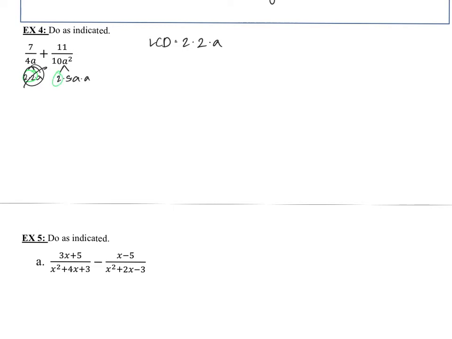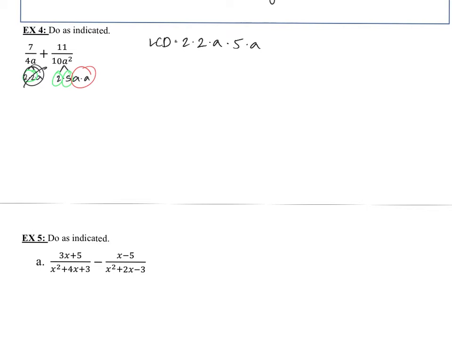Well, do we have 1, 2 in there? Yeah, we do. Okay, he's happy about that. Do we have a 5 in there? No, we don't. Okay, we need to add a 5 for the other denominator. Alright, how about 2 a's? Do we have 2 a's? No, we only have 1. So we have to add one more a, or multiply in one more a.